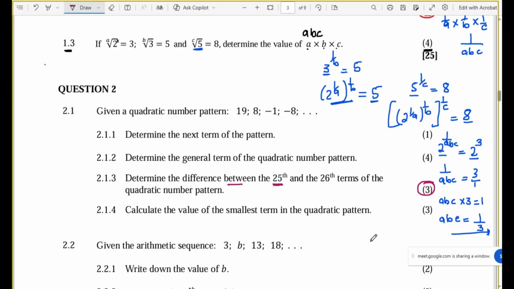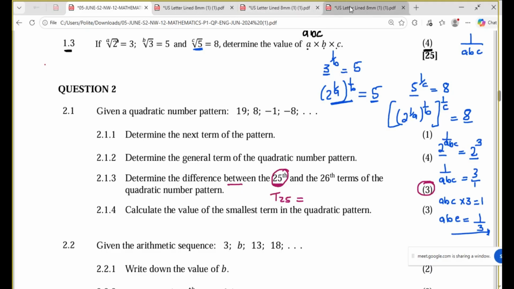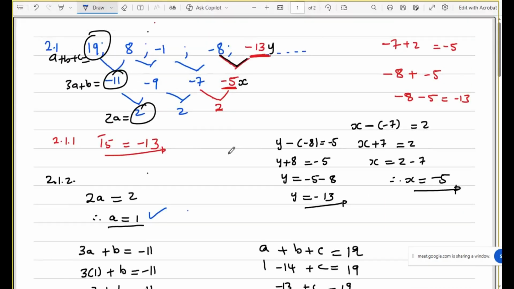I know that, guys, you see this T25, term number 25, is the difference between 25 and 26, which lies on the first difference. So if we can find the formula of the first difference, look at this. The formula of the first difference. Look at it. The first difference is this one. I'll explain this. Just give me a second.